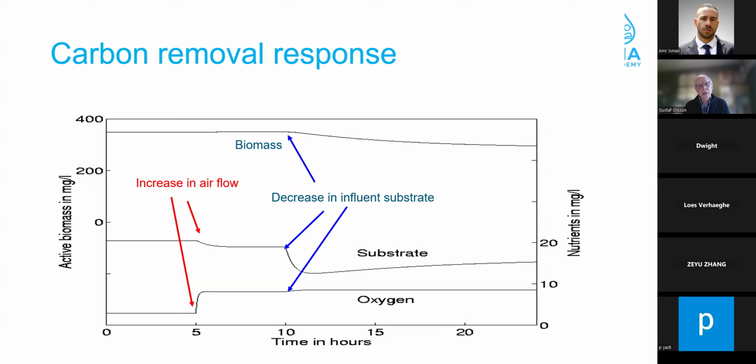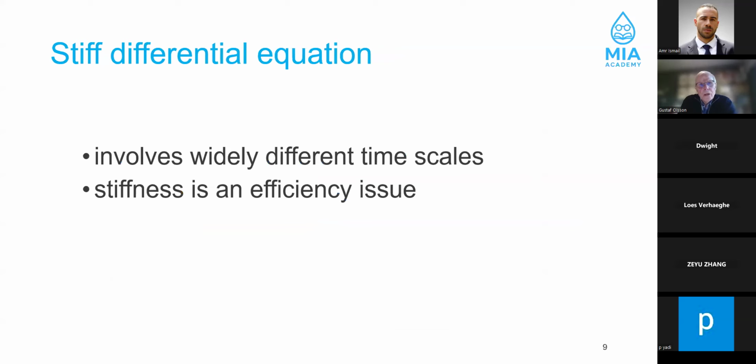But what it shows, what's the message here, is that you can see the different time scales. The oxygen can be changed, let's say, within 15 minutes, the substrate in about an hour, but the biomass will take days or more to change. And that has to be captured if we are trying to capture everything that's going on in the biological treatment plant. So the models are stiff in the sense that they involve widely different timescales.